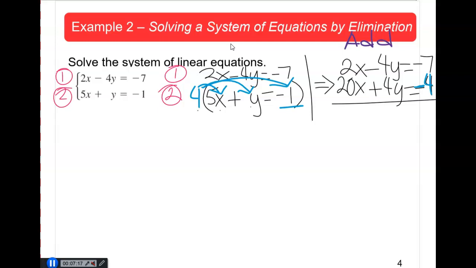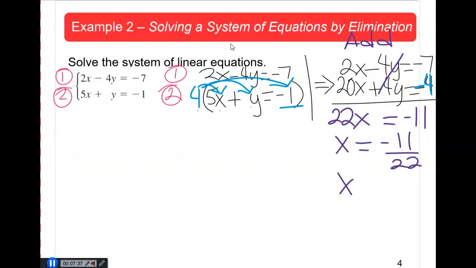And so we have 2x plus 20x is 22x. We have -4y plus 4y, and that is going to cancel out. They're opposites. And then we have -7 minus 4, which is -11. Now from here, we're going to solve for x, so it's going to be -11 divided by 22. We could obviously reduce the fraction if we divide by 11, both top and bottom. So -11 divided by 11, we get -1, and 22 divided by 11, we get a 2. So that is our first solution.